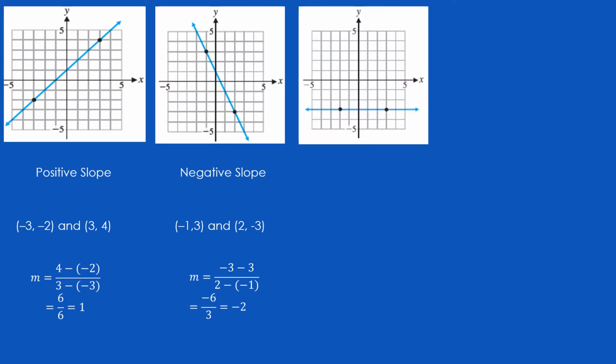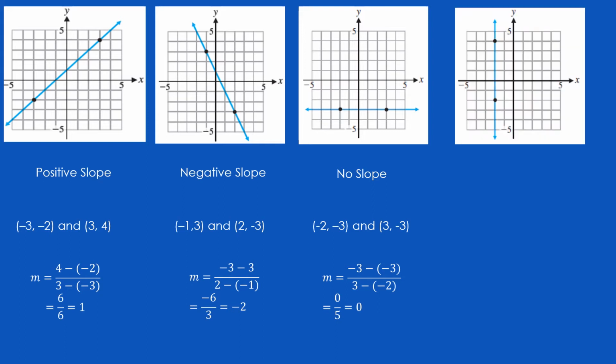The third case, it is a horizontal line, so the slope is 0. You can also prove that by taking two different points and taking the slope as the difference between the y-coordinates by the difference between the x-coordinates, and it is 0. The last case, I have a vertical line, so we cannot define the slope. It is undefined. By taking two different points, the denominator of the slope is 0. You cannot divide by 0, so it is undefined.